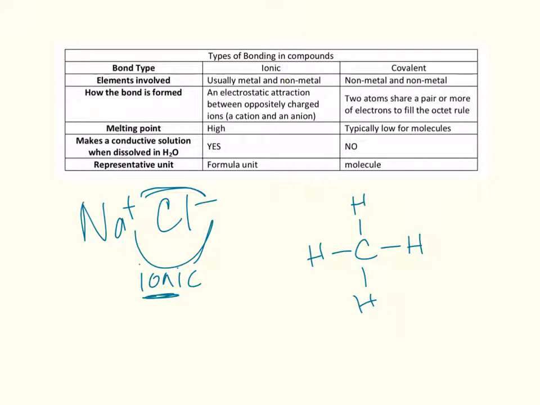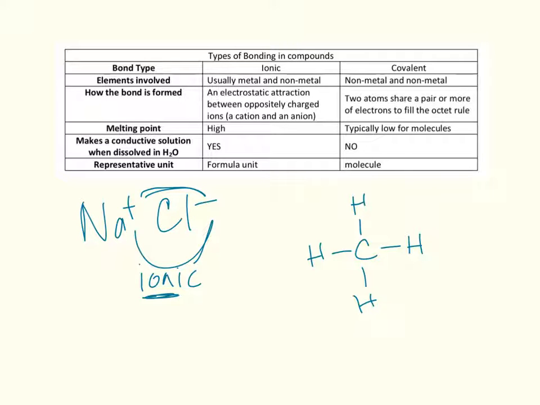So ionic compounds, if you dissolve them in water, make a conductive solution, and covalent compounds do not. And the representative unit for an ionic compound is called a formula unit, and for a covalent compound it is called a molecule.